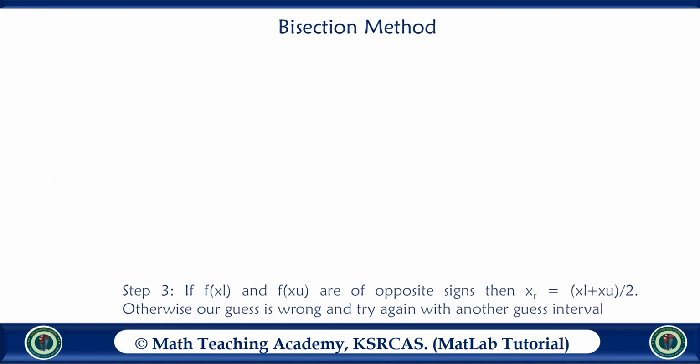Now check if f of xl and f of xu are of opposite signs. If it is true, then xr is equal to xl plus xu by 2. Otherwise, our guess is wrong, and try again with another guess interval. So this is achieved by the command if f of xl star f of xu less than 0. Because if f of xl and f of xu are of opposite sign, then their multiplication will be a negative one. So that is why check if f of xl and f of xu less than 0.